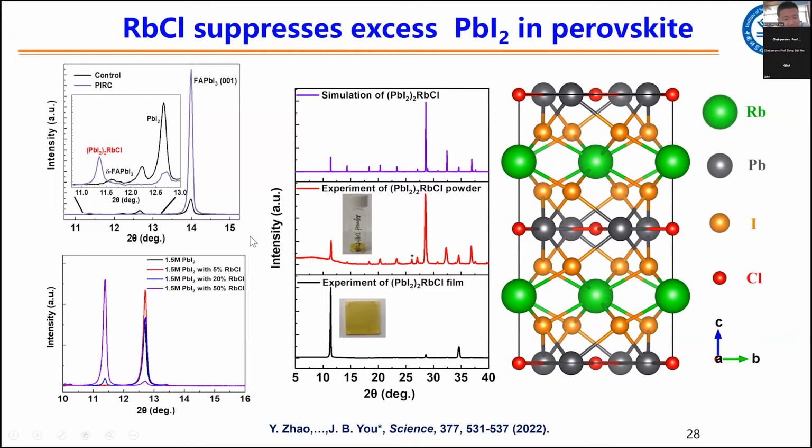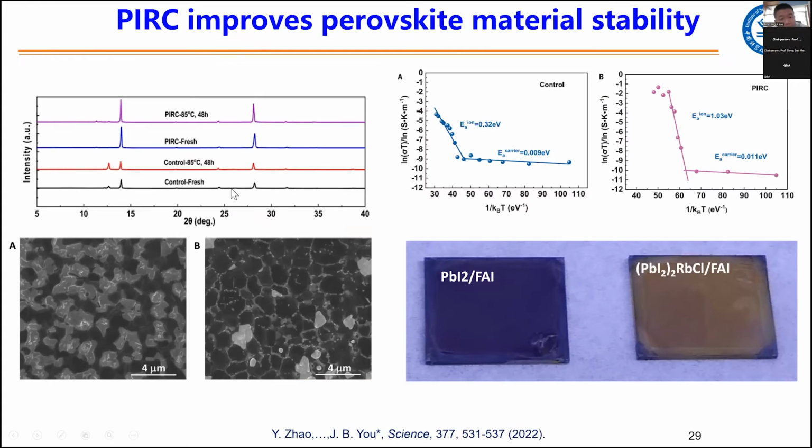We also confirmed that this material is related to the combination of lead iodide and RbCl to form a new material. For this material we used powder and film simulations, and we confirmed it. Most importantly, this second phase improves the stability of the perovskite material.